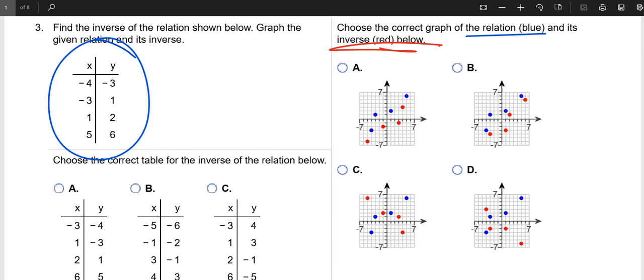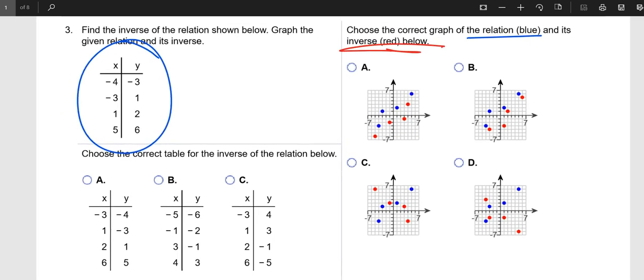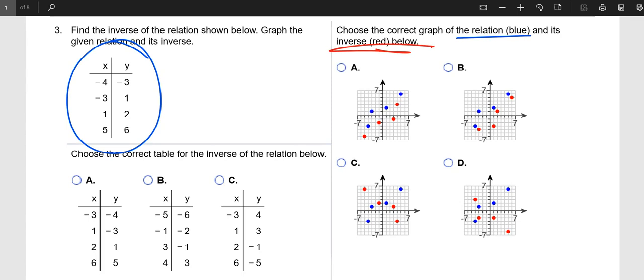Okay? So what I want you to do is think about and look for answer choices down here that have the x's and y's switched. That's it. So all they have is the x's and y's completely reversed. Is it A, B, or C? Which table has them switched? A, B, and C. It is choice A. These are the red ones.